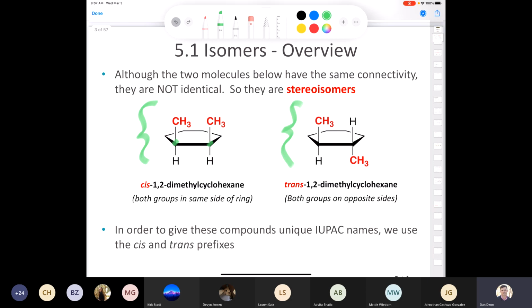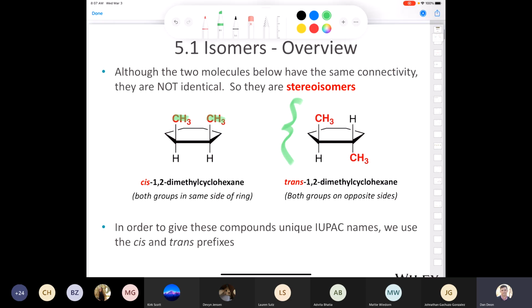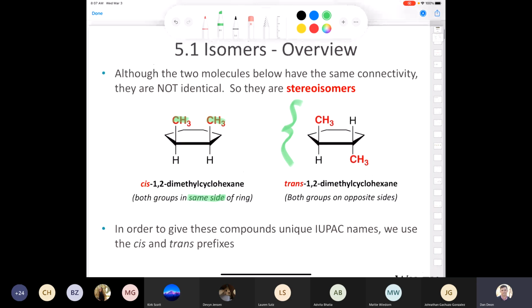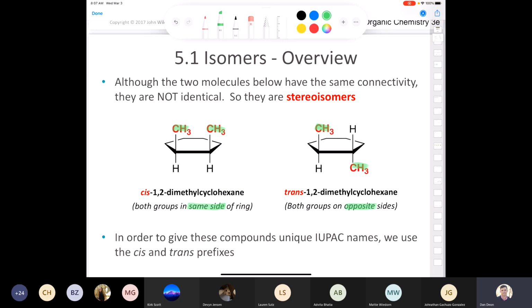But the difference is that the 2 methyl groups in this compound are on the same side of the ring. And that's why we call it a cis compound, right? Because the 2 methyl groups are on the same face or the same side of the ring. If I look at the other compound, the reason we call it trans is because the 2 methyl groups are on the opposite sides of the ring. Now, in order to give these compounds a proper or unique IUPAC name, we have to have cis or trans as a prefix, right? Because there's a difference between these 2 compounds.